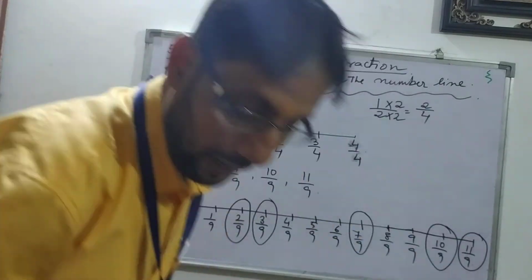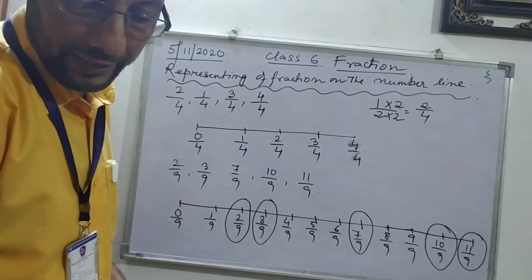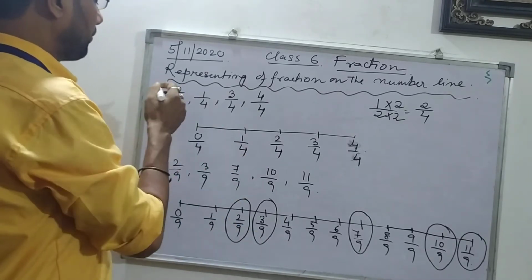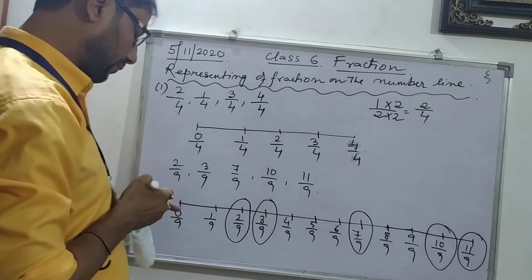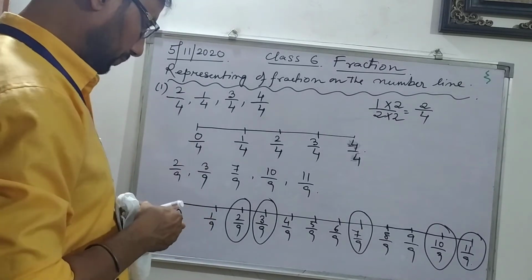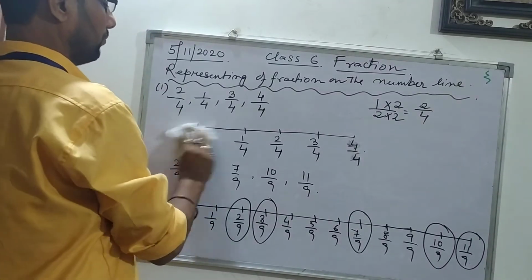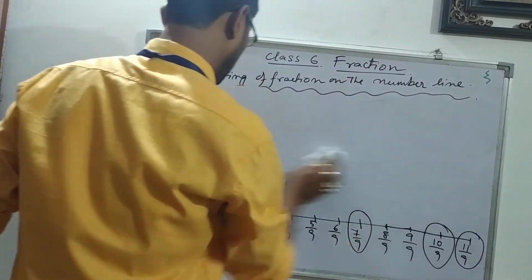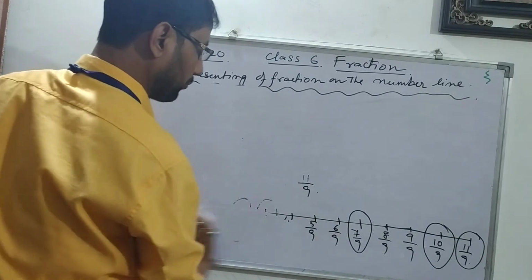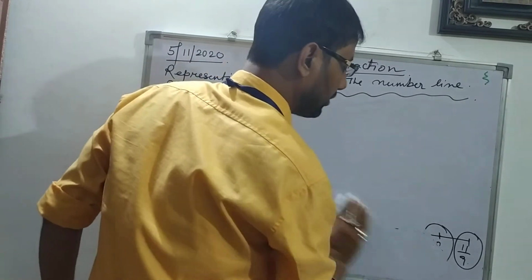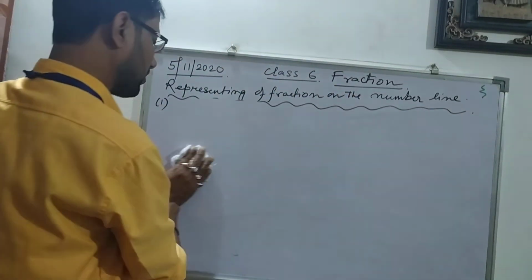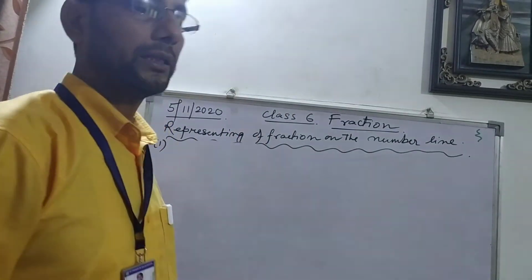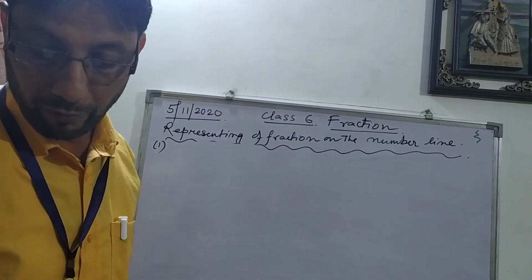So now the next example I am taking. This example I am taking from your textbook. This also I am taking from your textbook. This is question number 1. Now I am taking one more example from your textbook, just to make your concept clearer, because some of you have said that you are not clear on representing fractions on the number line. Some of you have called me.